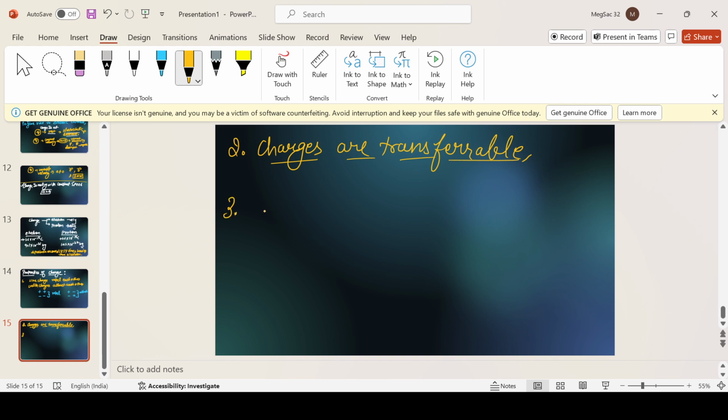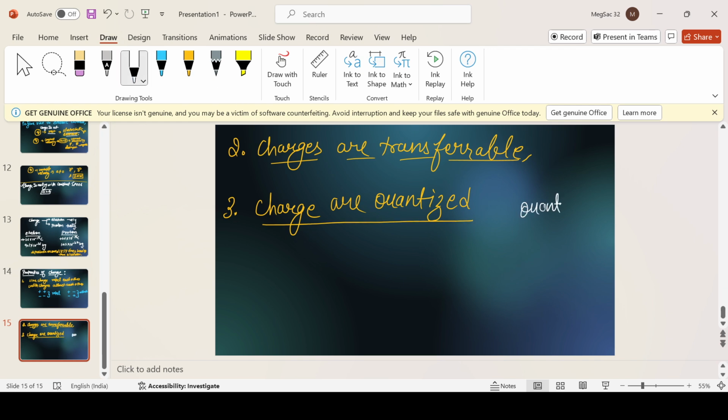The third property is that charges are quantized. This is important. Quantized, which means quantization of charge. So what does it mean? It means Q equals plus minus n e. That means charge is an integral multiple of e.